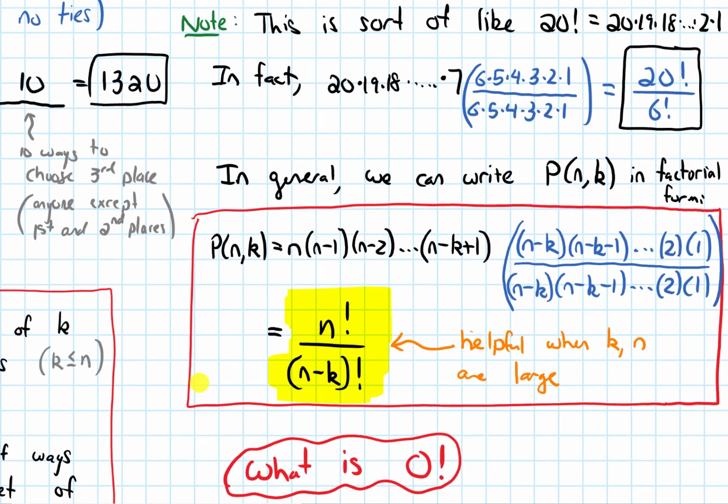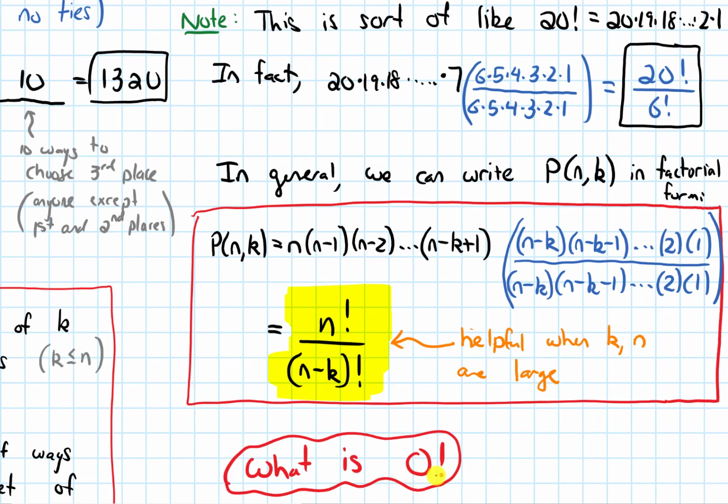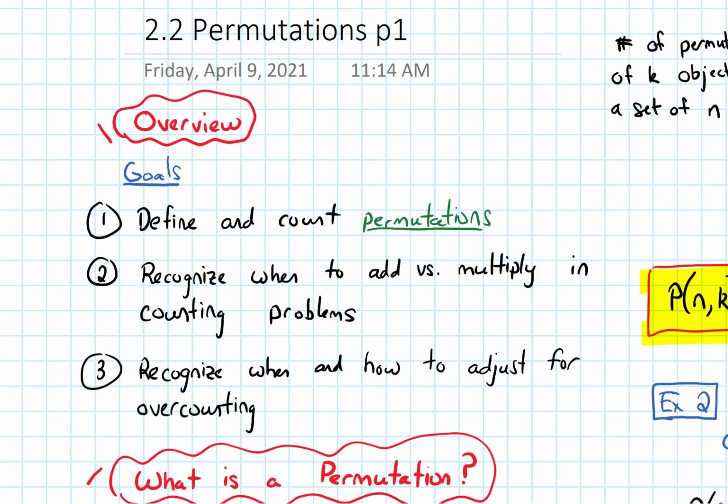In the next video, we are going to talk about what 0 factorial is. So in terms of our goals for this section, over the last 2 videos, we have finished our first goal, which is defining what permutations are and doing some examples where we count them.